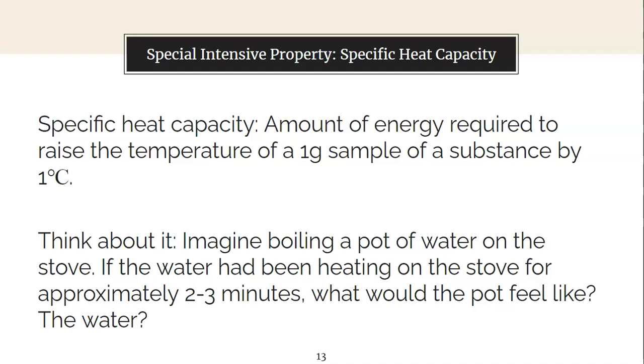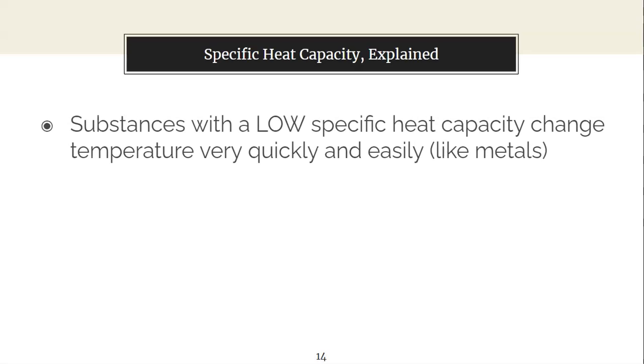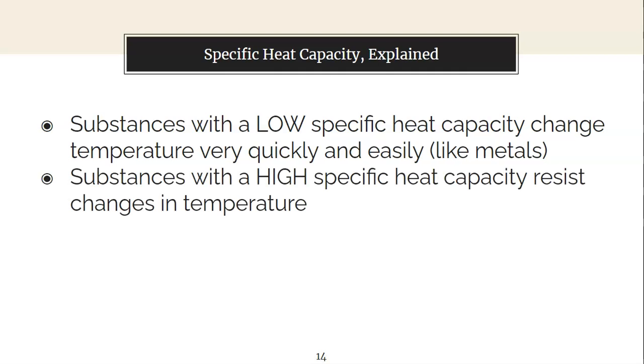The water, on the other hand, assuming you were heating up a decent amount of water, like a full pot of water for pasta or something, the water would just be starting to get warm, okay? Now don't try that at home. I don't want you to stick your hand in water and find out that it's too hot, but the water is going to heat up much more slowly than the pot, okay? And the reason is that metals have a low specific heat capacity, so they change temperature quickly and easily. Substances with a high specific heat capacity, like water, resist changes in temperature.